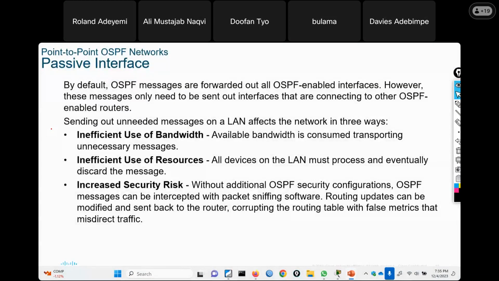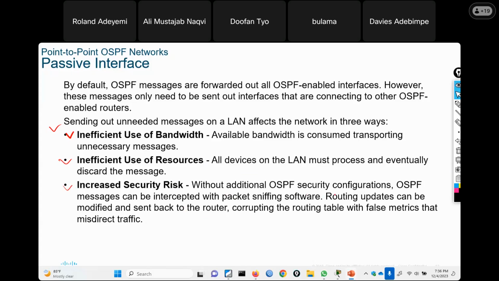Sending out unneeded messages on the LAN affects the network in three ways. Number one, inefficient use of bandwidth. Available bandwidth is consumed transporting unnecessary messages. Number two, inefficient use of resources. All devices on the LAN must process the message even though it's not meant for them. They will receive it, they will check it out, using their CPU and their RAM. That's not good. Number three, which is the most dangerous, increased security risk.